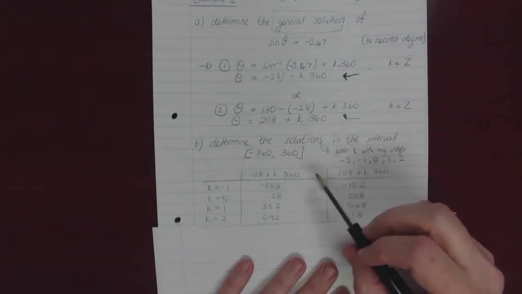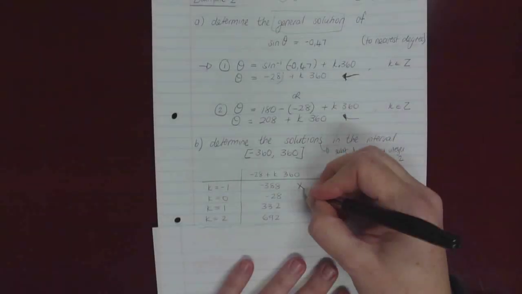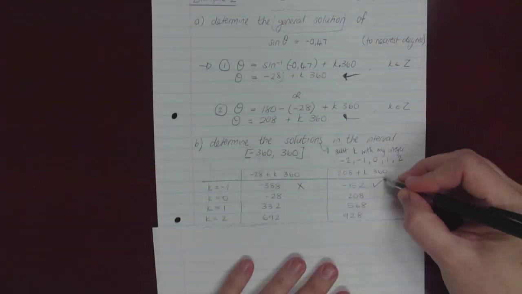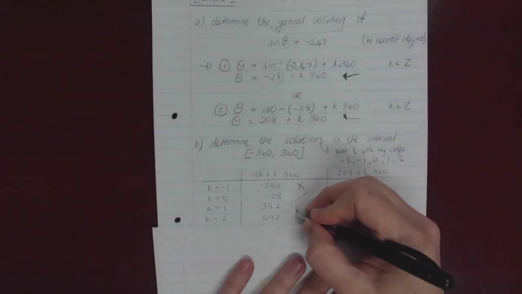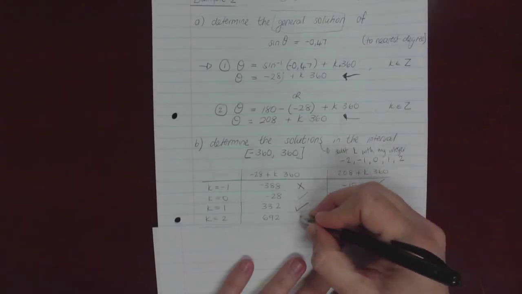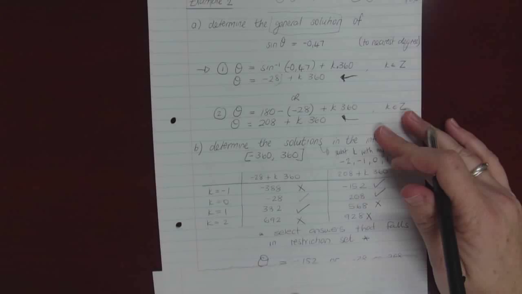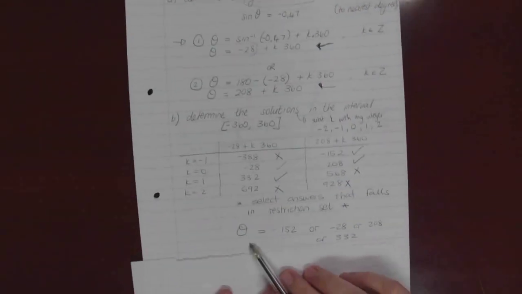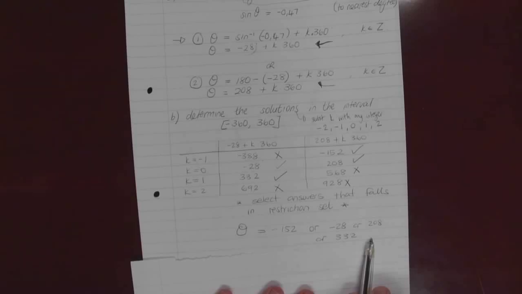Now I'm going to check. I want between minus 360 and 360. That one doesn't work. This one falls in the interval. That one falls in the interval. That is out, that is out, that is out. So theta will be minus 152 degrees, or minus 28, or 208, or 332. Those are my four options.